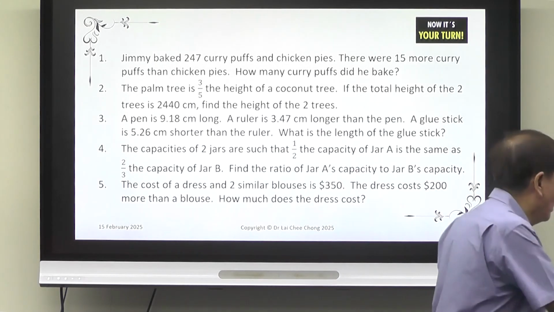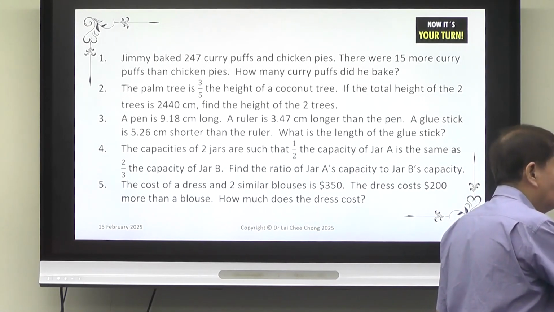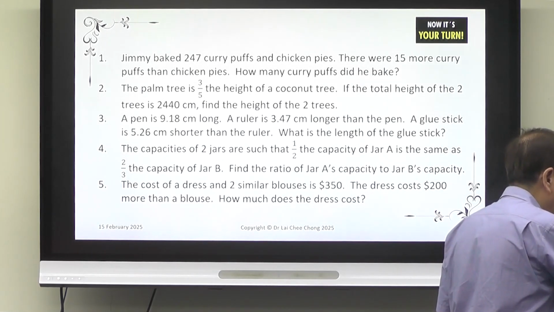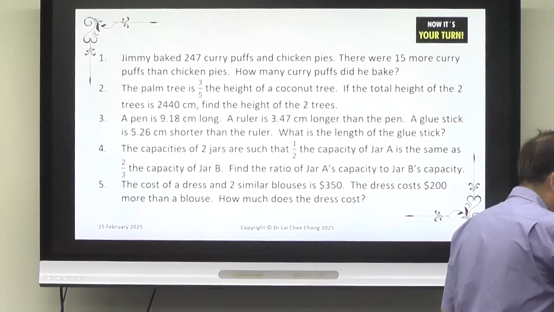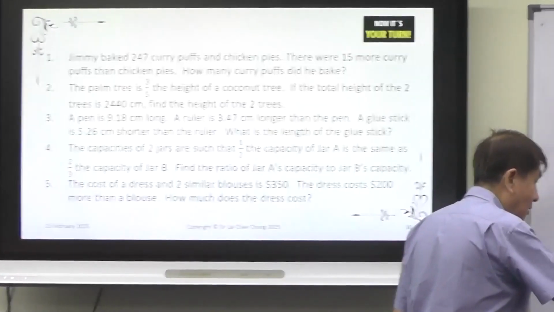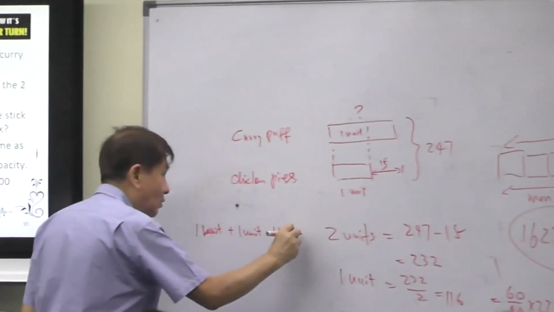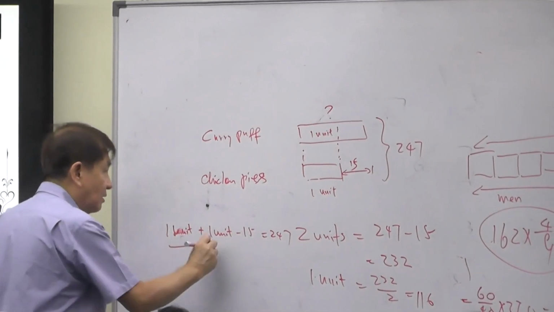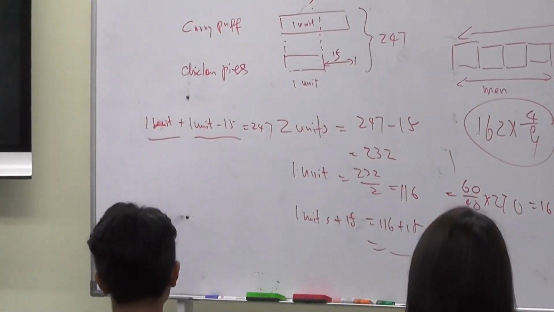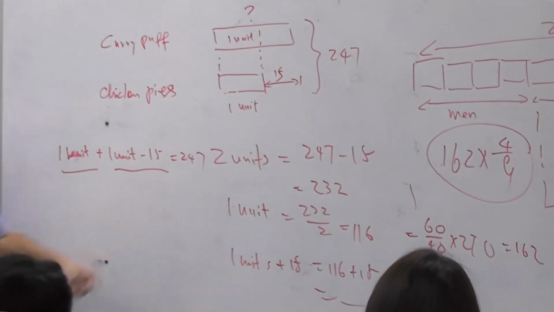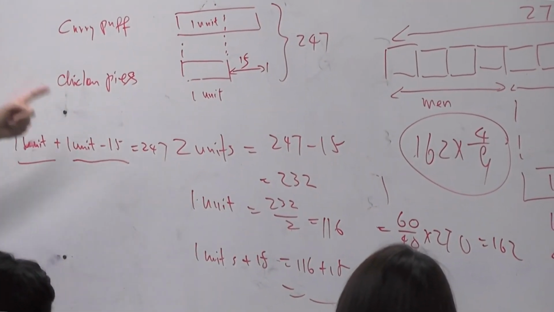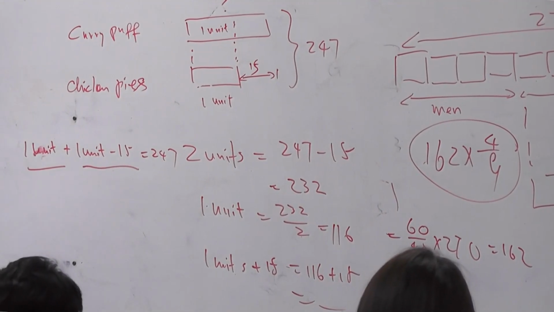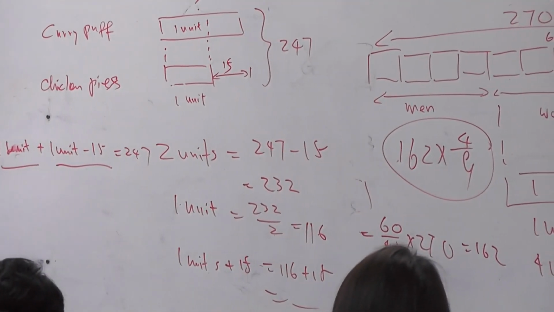So that means I have 1 unit plus, no, sorry, listen, 1 unit plus 1 unit minus 15 is equal to 247. This is curry puff. This is chicken pie. Added together is 240. Then I have to learn how to manipulate this one here. Do you see that? So you have to be careful about orders.